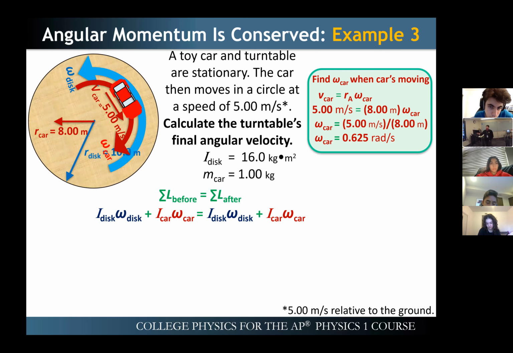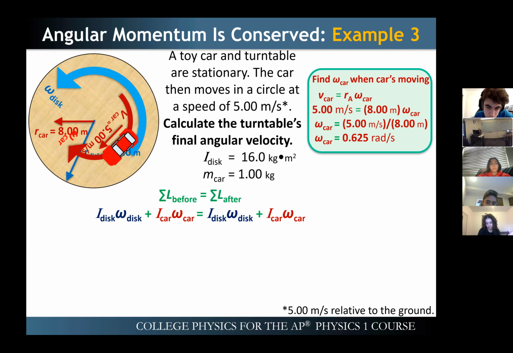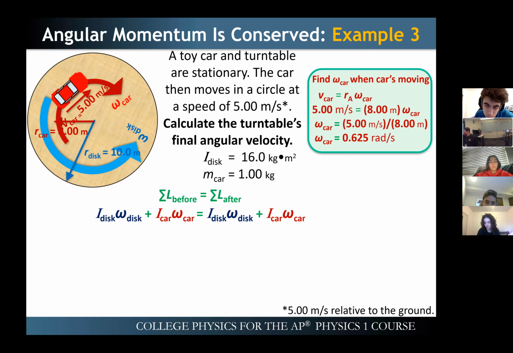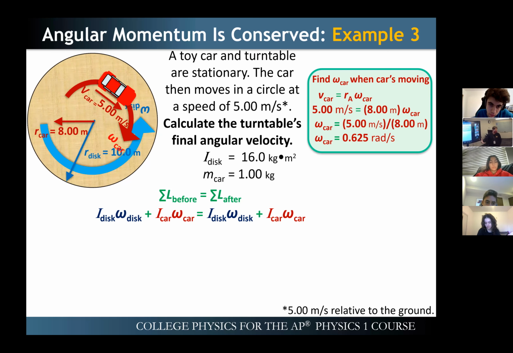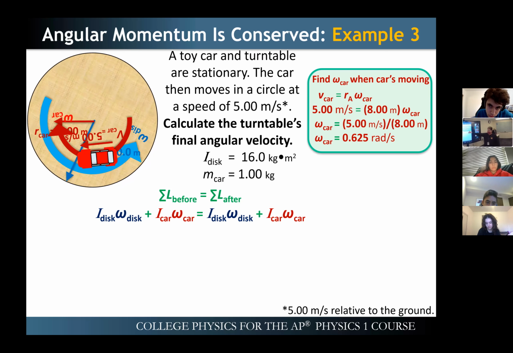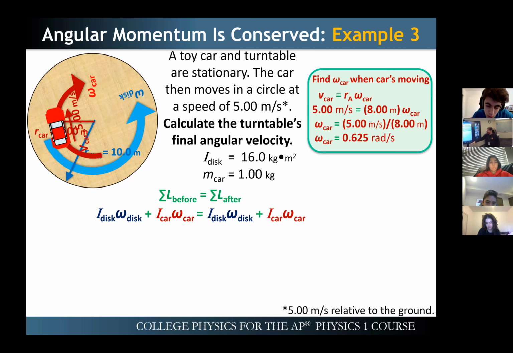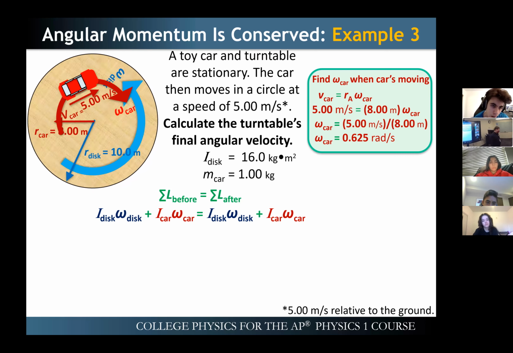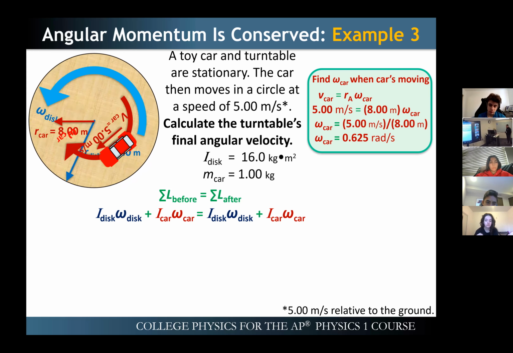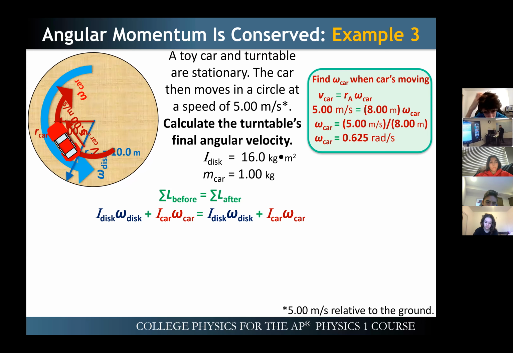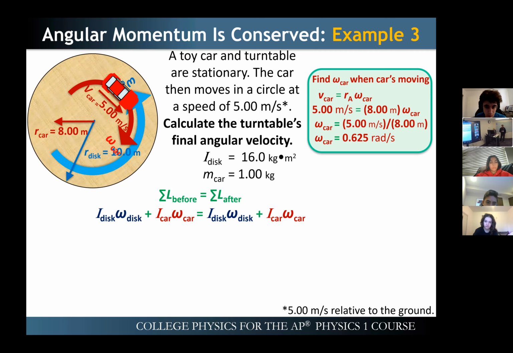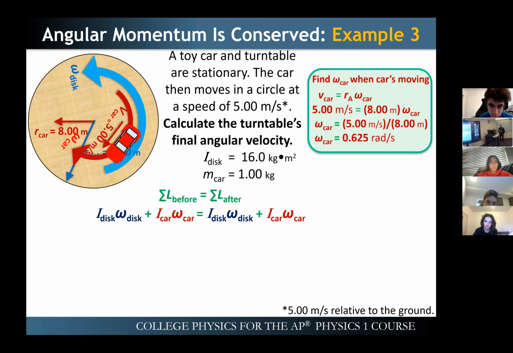Now, Sally told us, okay, this is 0, this is 0. The I of the disk we know. The angular velocity of the disk is what we're trying to find. That's the missing piece. So now we know the omega of the car, 0.625 radians per second. We need to get the I of the car. Now, they are not giving you an I value, and they're not giving you an equation. So if they don't give you a value and they don't give you an equation, we have to assume that we should treat this as a particle. Okay, we're just treating it as a particle.